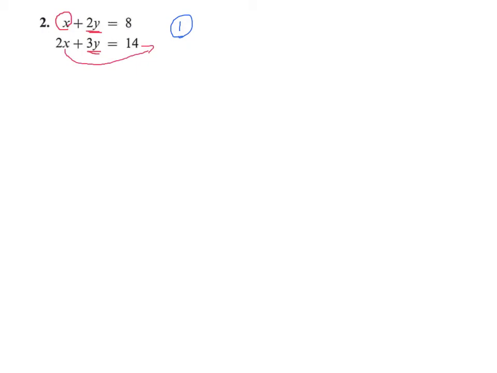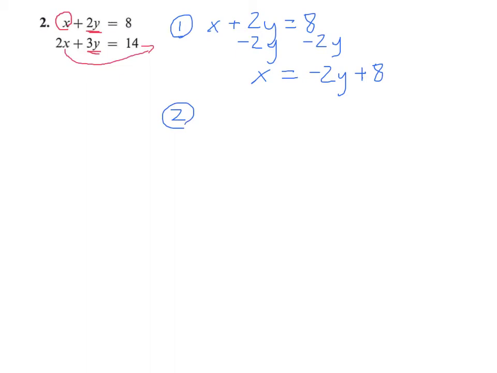All right, now I'm taking a deep breath. Let's go. Okay, so we've got x plus 2y equals 8. Okay, so I can subtract the 2y from both sides, and look, we're already done. x equals negative 2y plus 8. All right, step 2, we're going to substitute this into the other equation.